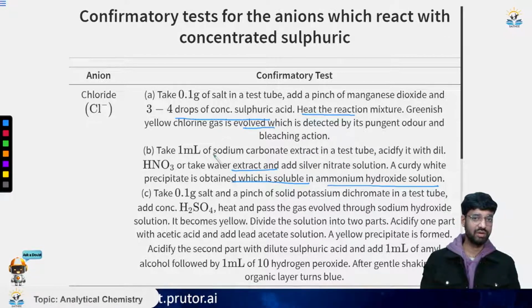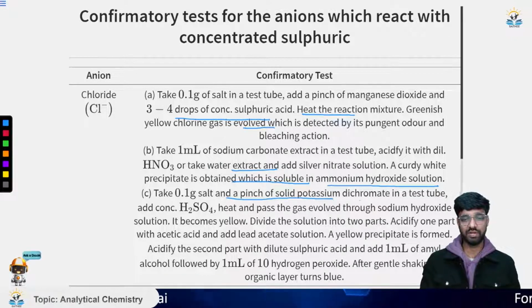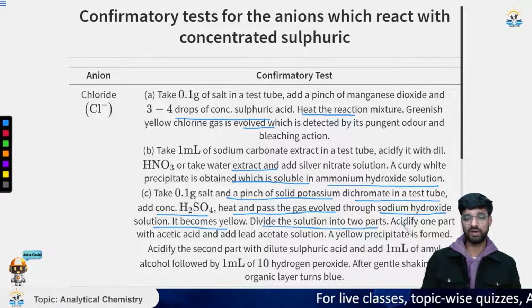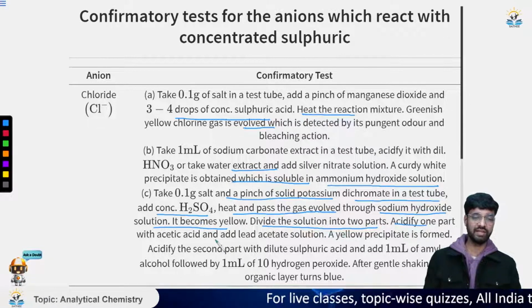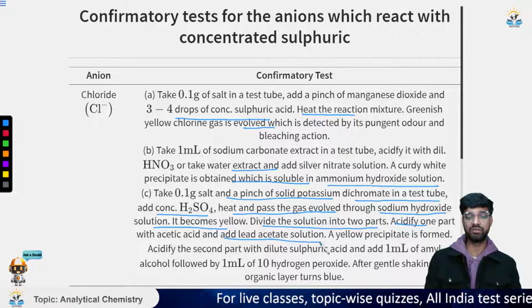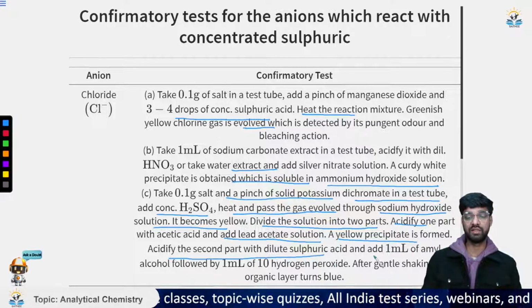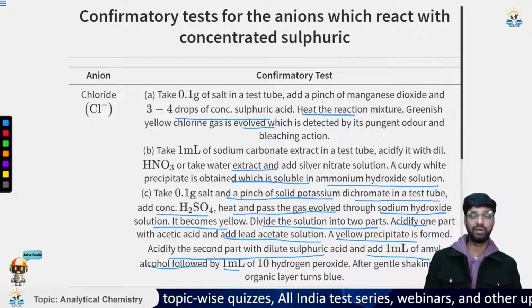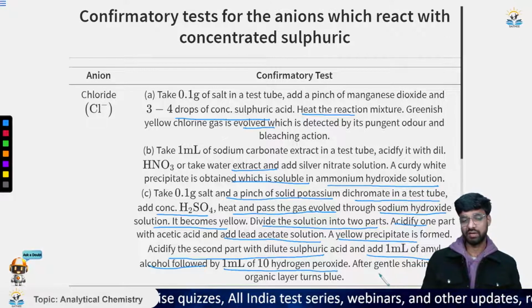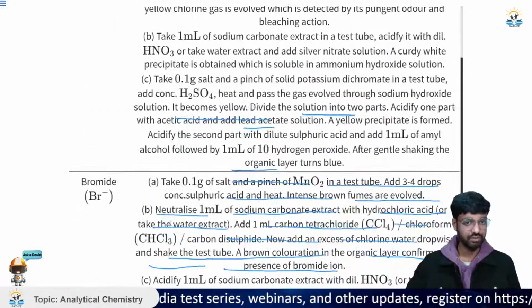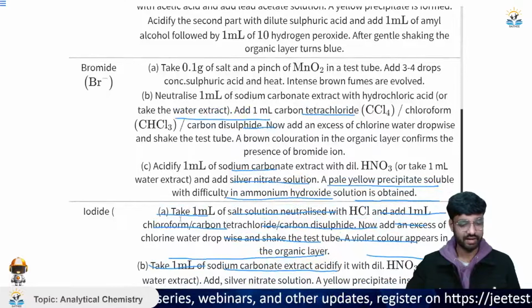Now again we take 0.1 gram of the salt and a pinch of solid potassium dichromate in a test tube. Add conc H2SO4, heat, and pass the gas evolved through sodium hydroxide solution. It becomes yellow. Divide this solution into two parts and acidify one part with acetic acid and add lead acetate solution. Then a yellow precipitate is formed. Acidify the second part with dilute sulfuric acid and add 1 ml of amyl alcohol and 1 ml of hydrogen peroxide. After gently shaking, the organic layer turns blue. So this confirms that we have the chloride anion.